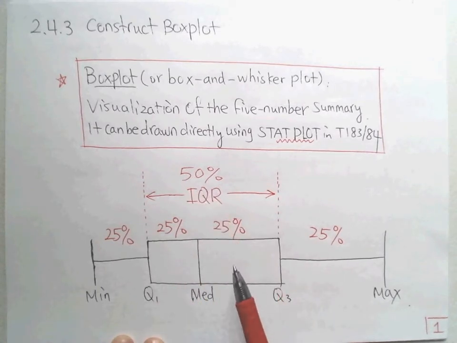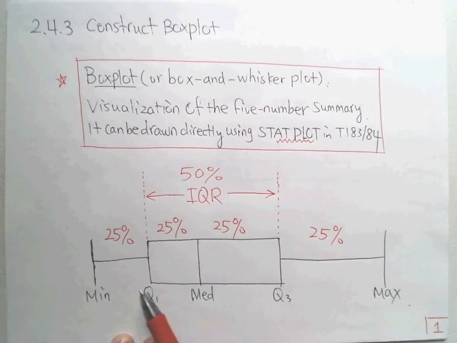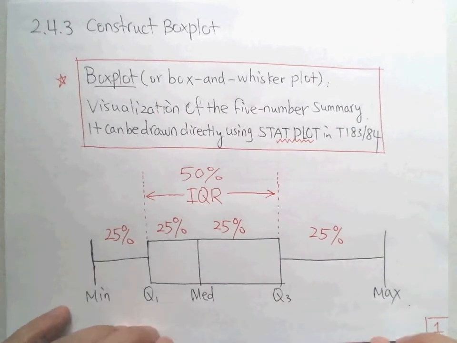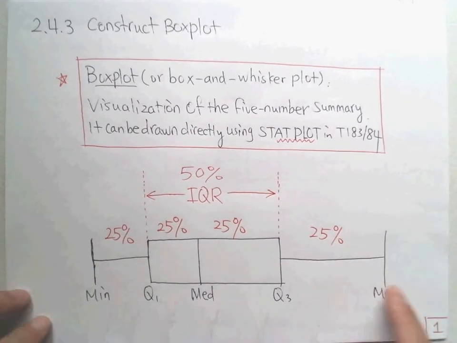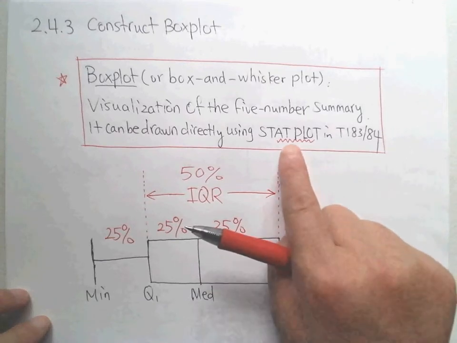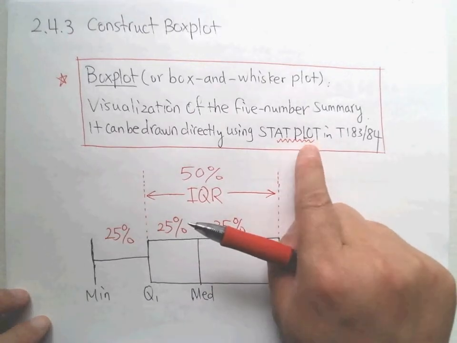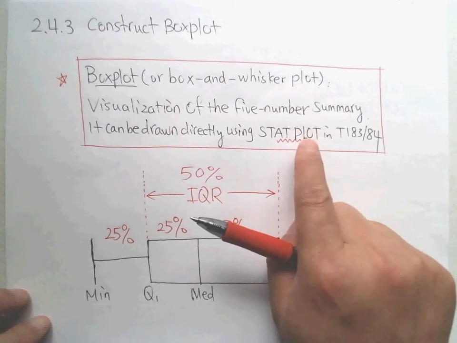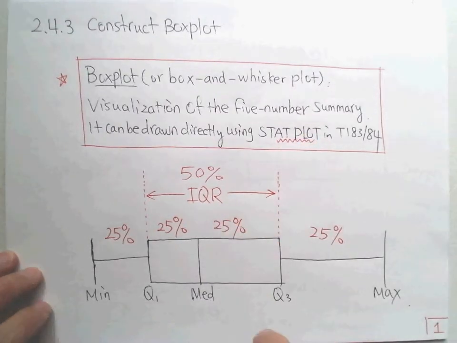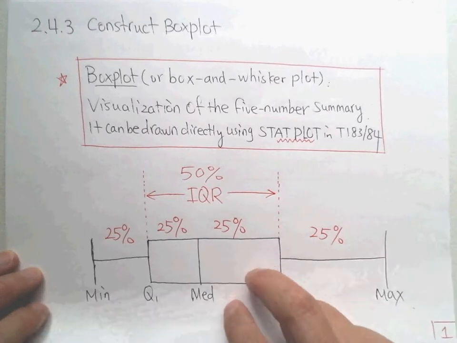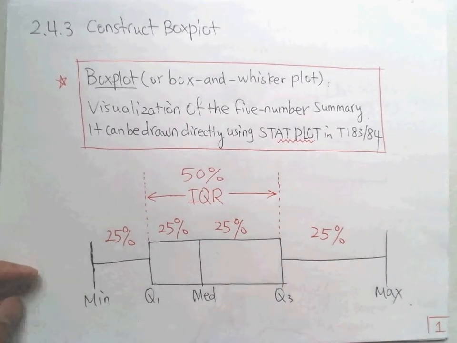Now the question is how to construct the box plot. I will show you two ways. Either we construct the box plot by hand, which is easy, or we use the function called stat plot. Stat plot has a lot of plots, including the box plot, in the Texas Instruments TI-83 or 84. Look at this example.